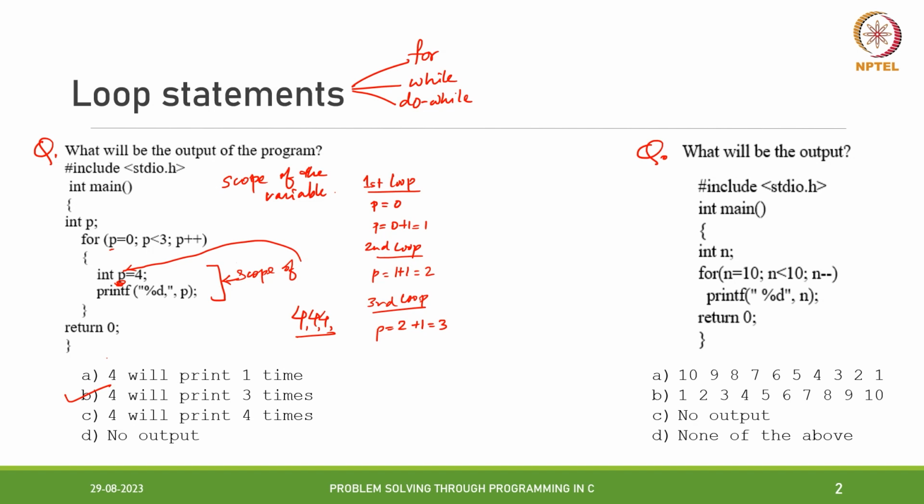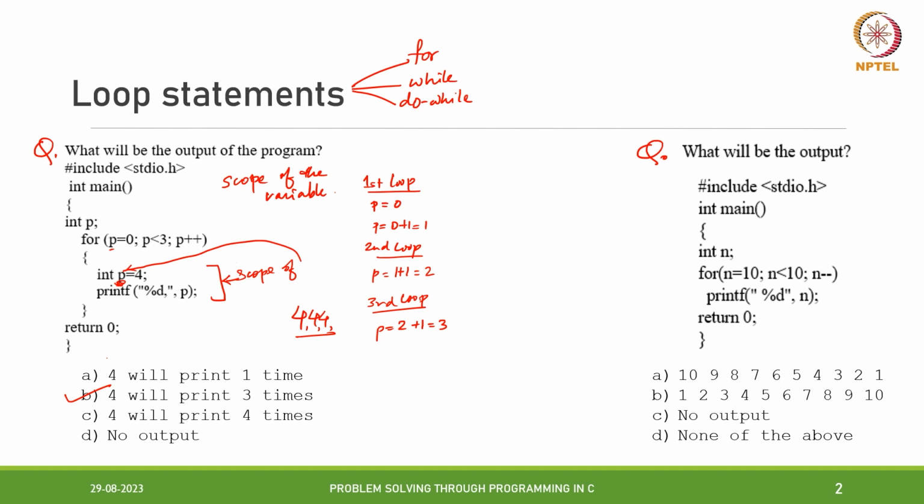First, we are initializing n equals 10, and it will check the condition: is n less than 10? It is not less than 10, so it will not run the loop. Right. Like I said in the previous session, yeah, you are correct, by the way, in for and while loops both, the condition checking occurs initially at the start, before the start of the loop.